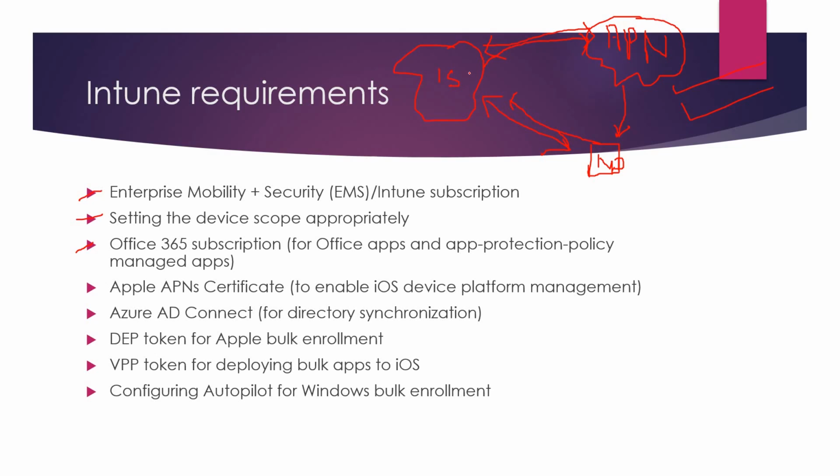And after that, once the devices are enrolled, if Intune has to push any policy, Intune will go via the APN route and it will eventually get delivered to the mobile device in case of iOS or Mac. However, in case of Windows or Android, Intune service directly talks with the mobile device once the device is enrolled to Intune. So one of the Intune requirements is setting up of APN certificate to enable iOS device platform management.